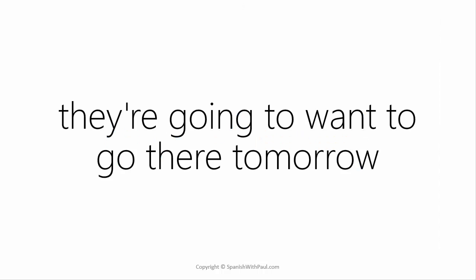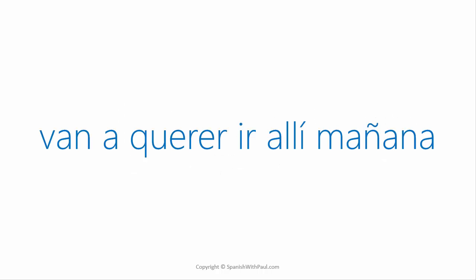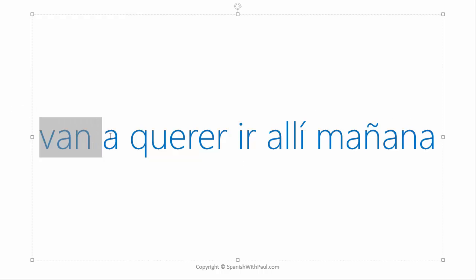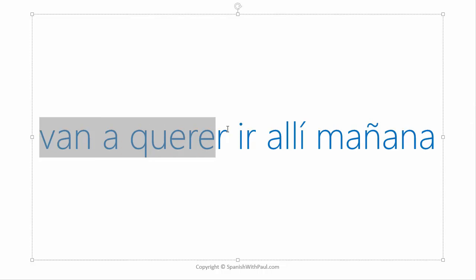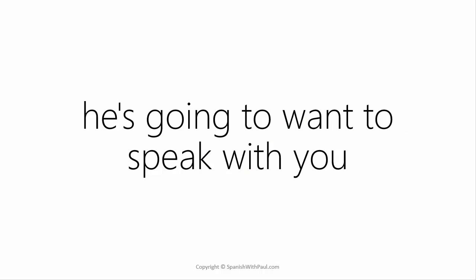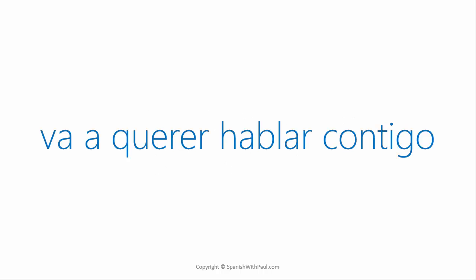Try to say, they're going to want to go there tomorrow. Van a querer ir allí mañana. So we have, they're going to, van a, want to, querer, go, ir, there, tomorrow. Allí, mañana. We're stacking first verb, second verb, and third verb all in a row. Try to say, he's going to want to speak with you. Va a querer hablar contigo.